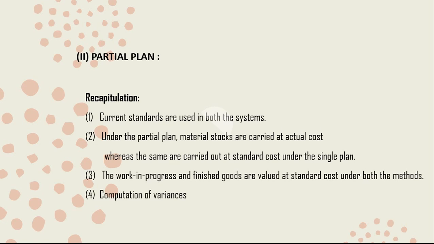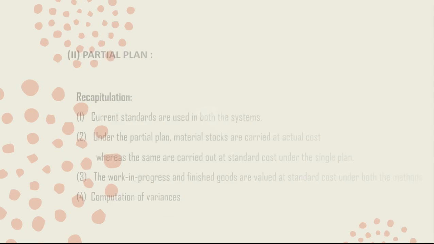4. Computation of variances. A. In partial plan, material price variance is computed on material used in finished goods and work in progress, whereas in single plan it is computed on the material quantity purchased. B. The partial plan is suitable where simple analysis of variance is sufficient at the end of the period, whereas the single plan is preferred if frequent detailed analysis of variance is desired, as a. The comparison of actual with standard cost of each operation or operator, or b. The daily reporting of standard cost of excess material used.